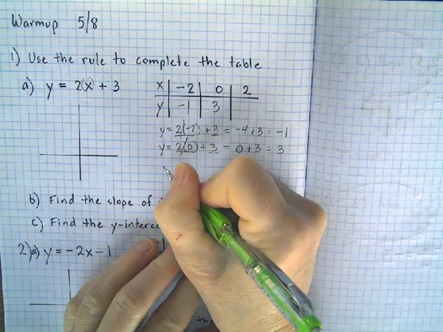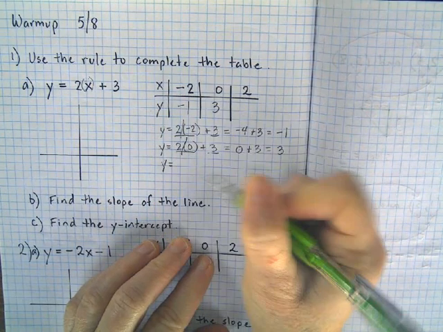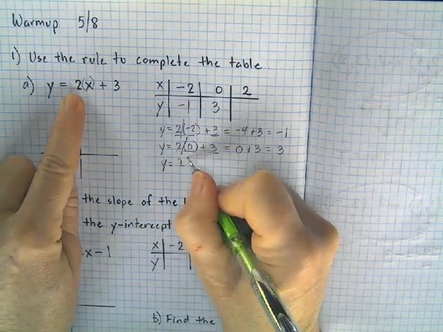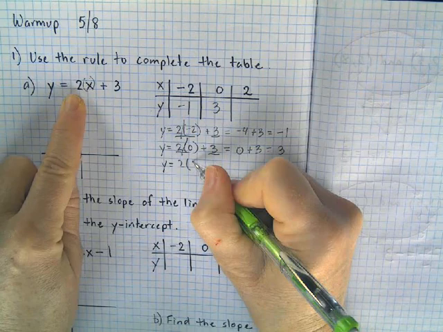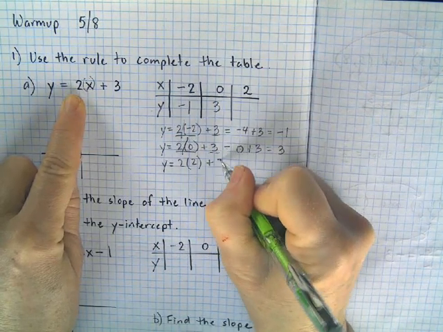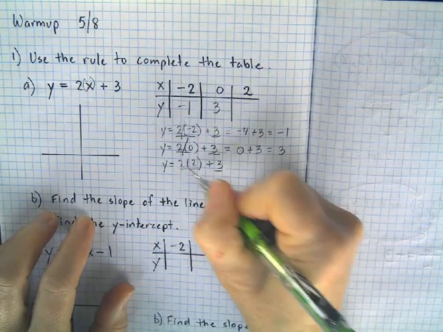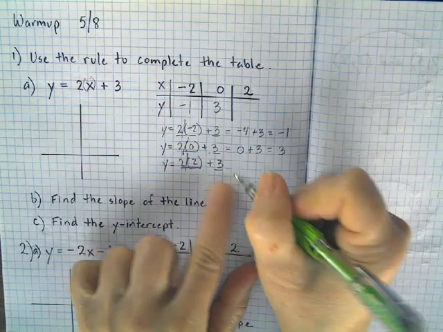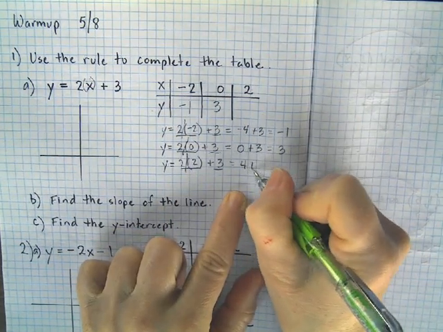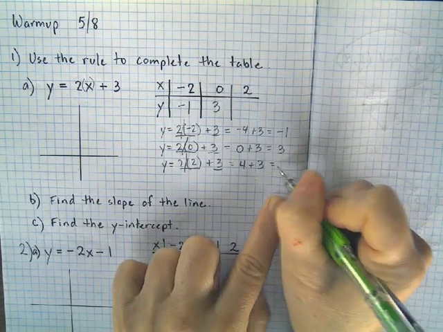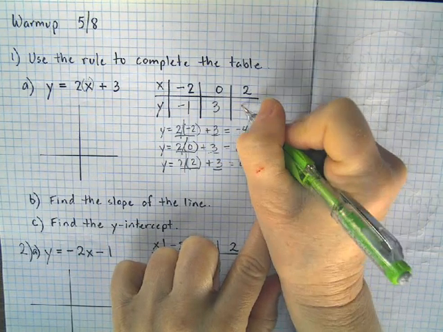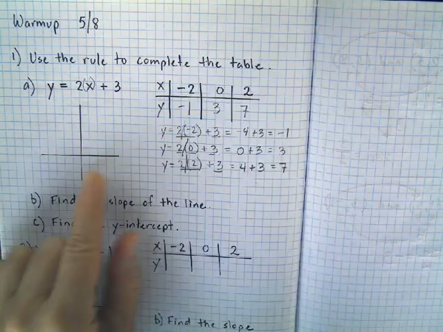And the last one, 2 times 2 plus 3. I can parse that. 2 times 2 is 4. 4 plus 3 is 7. Ooh, I hope I left enough room on my graph.